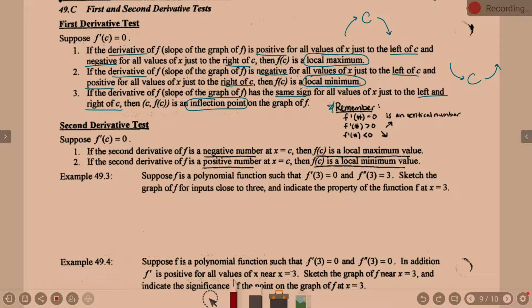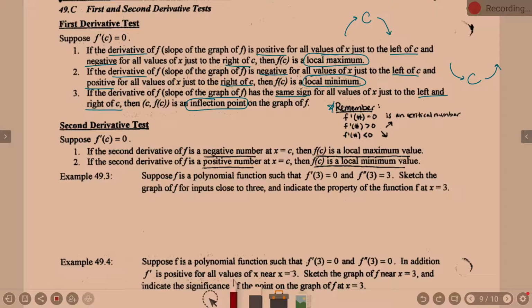Suppose f prime of c equals 0. I wonder if that's supposed to say f double prime right there. I think it could be written either way, though. If the second derivative of f is negative at the critical point, then f of c is a local max. If the second derivative is positive, then f of c is a local min.